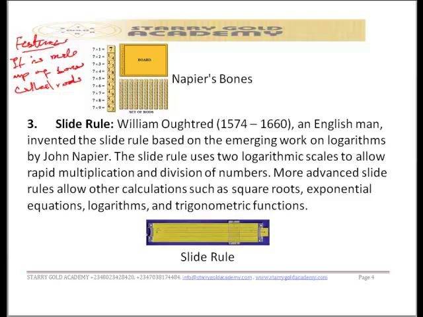The next computing device is called slide rule. This was invented by an Englishman who lived between 1574 and 1660, whose name was William Oughtred.